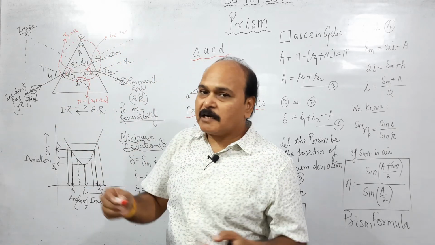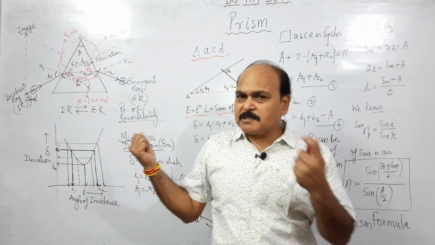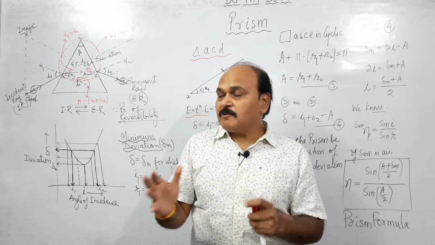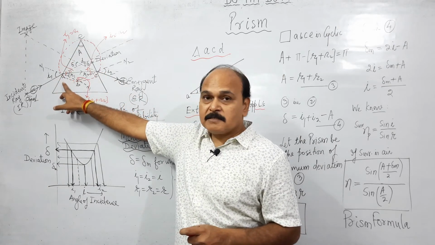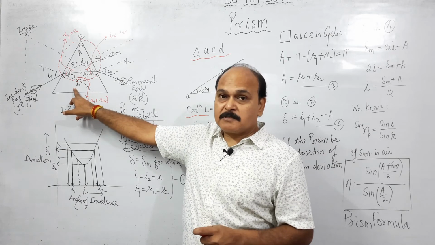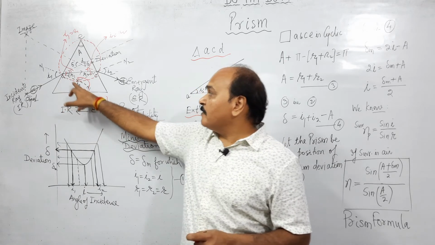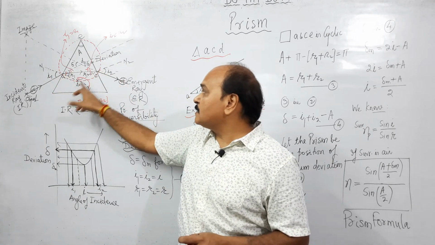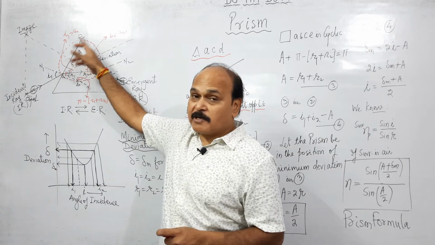For every ray diagram of the prism, we can draw this circle. What is this circle? We can draw a circle which passes through the vertex of the prism, the point of incidence, the point of emergence and the point of intersection of the normals. So A is the point of incidence, B is the point of intersection of normals, C is the point of emergence, and this E is the vertex of the prism.